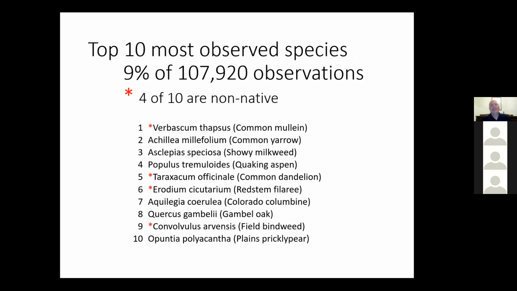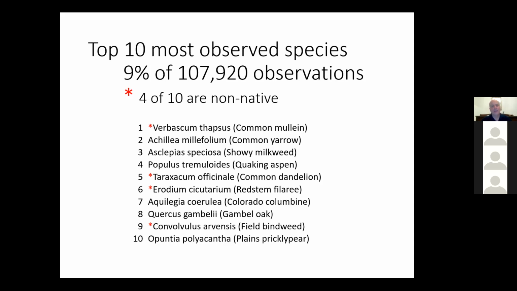So out of all the plants out there, 107, almost 108,000 observations in Colorado, the top 10 species accounted for 9% of all observations. And what I thought was interesting, especially from the Native Plant Society's perspective, 4 out of the 10 aren't even native. Common mullein was the most observed species in iNaturalist in Colorado.